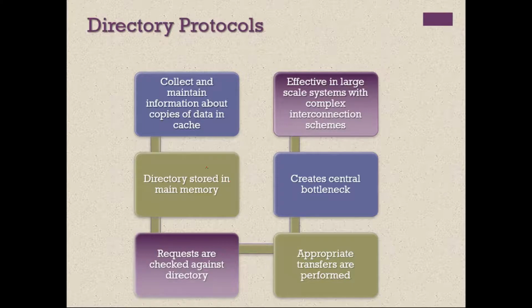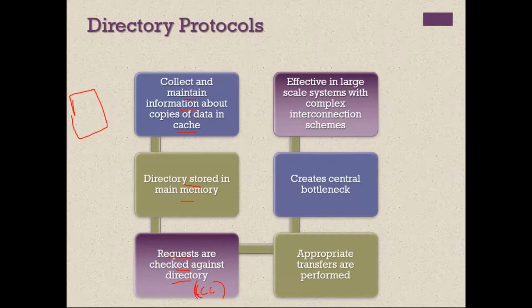This just shows briefly what the directory based protocol is, but whatever we have discussed now is the whole concept. It collects and maintains information about the copies of data in each cache. That is, it maintains a directory in the main memory which contains information about what is stored in each cache. Every request is checked against the directory, or you can call it the centralized controller.